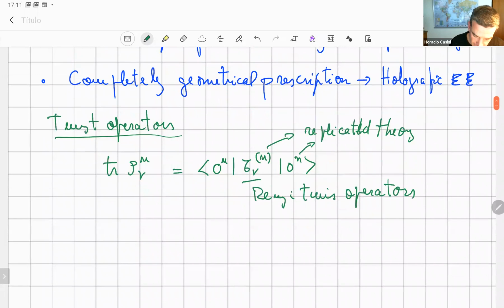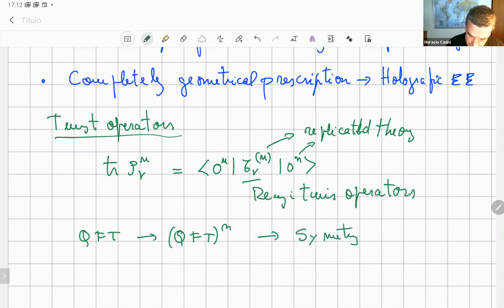And the idea is that if you have the quantum field theory, you can automatically construct another theory that is the quantum field theory to the power n, just putting n copies of the original quantum field theory independent of each other. It is a silly thing to do. But then you see that this theory has a symmetry that is just the group of permutations of the n copies. And it's a global symmetry.